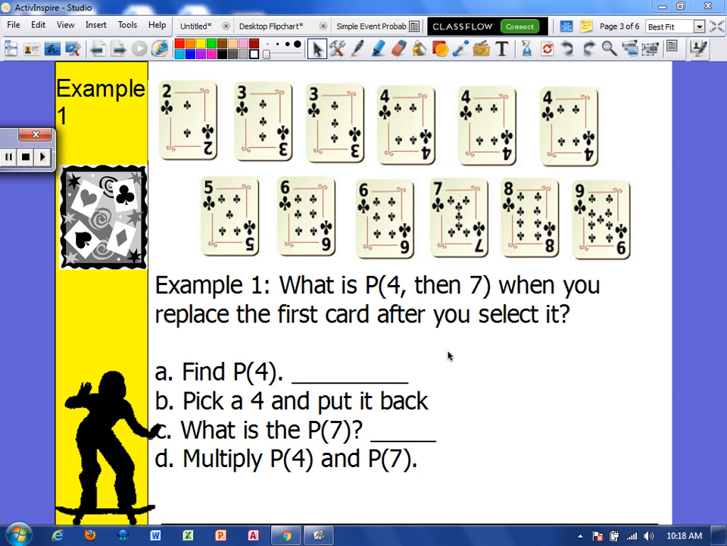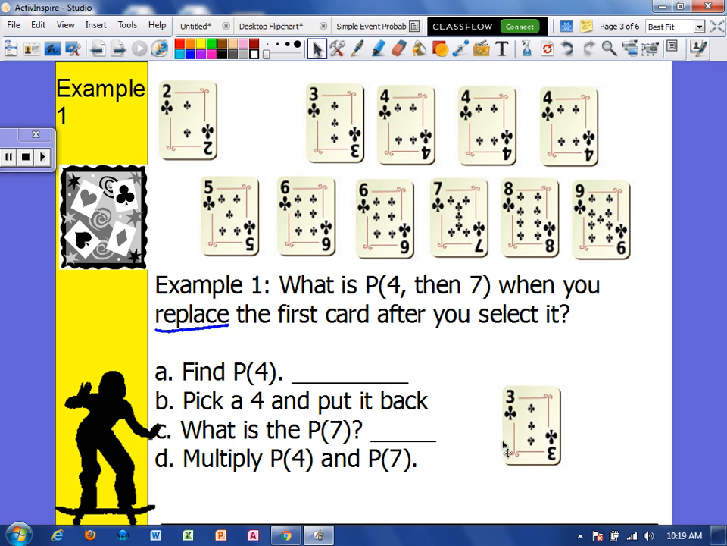Alright, so here's example 1. We have a bunch of cards here. Now it says, what is the probability of selecting a 4, then a 7, when you replace the first card after you select it? Now this is one of those situations where we see the word replace, so it is an independent event. And the reason it's independent is because I could select a card and then record the probability, put it back, and notice how everything stays the same. So if I replace a card after I've drawn it, I haven't done anything to affect the next probability because everything stayed exactly the same.